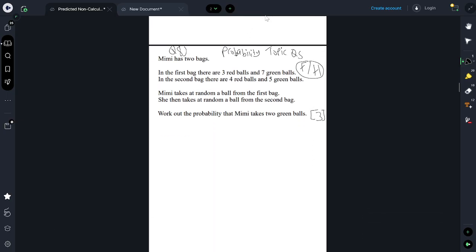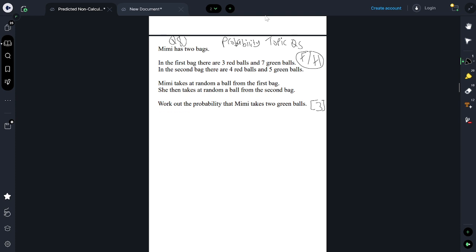Now we're on probability. So again for both tiers, Mimi has two bags. In the first bag there were 3 red balls and 7 green ones. In the second bag there were 4 red balls and 5 green balls. She takes at random a ball from the first bag and a ball from the second. Work out the probability she takes 2 green ones.